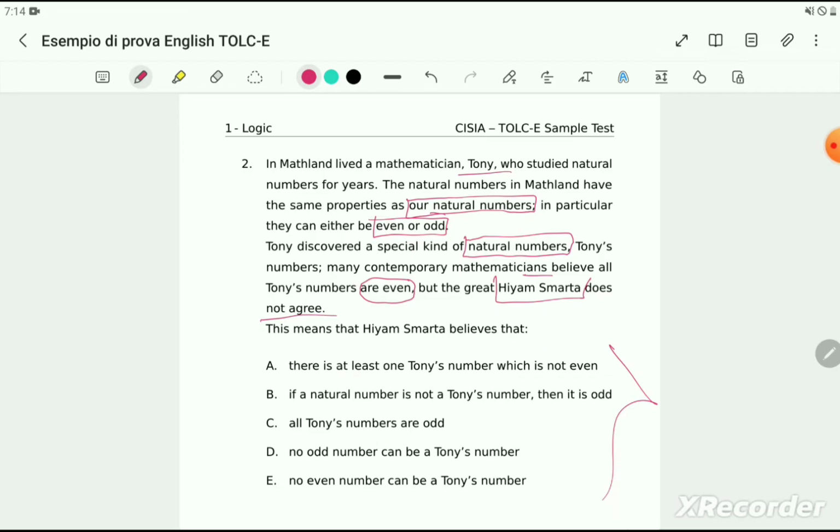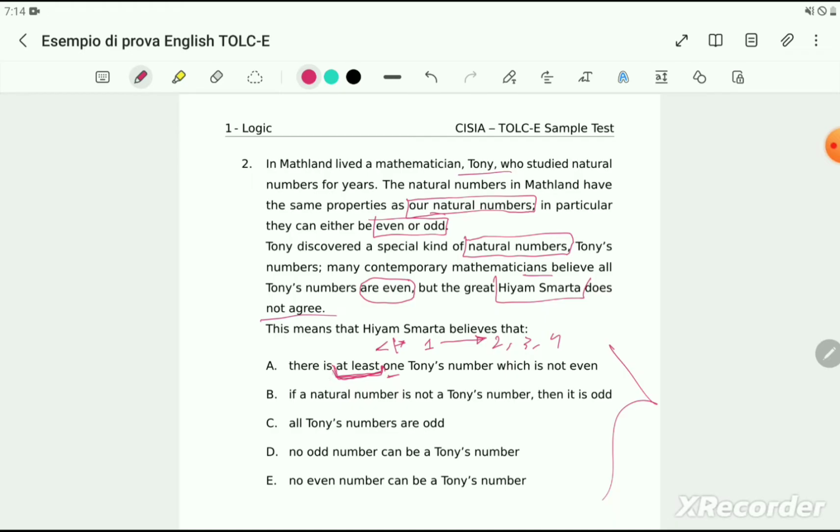So what is said? At least. This is very important terminology. We have to understand what "at least" means. At least means a minimum range, a minimum terminal value. So at least one means the minimum could be 1, but the maximum could be more. It could be 2, 3, 4, 5 or even more.